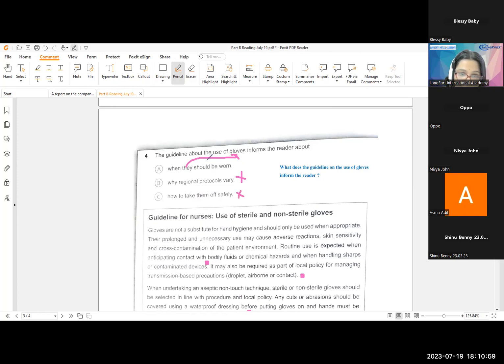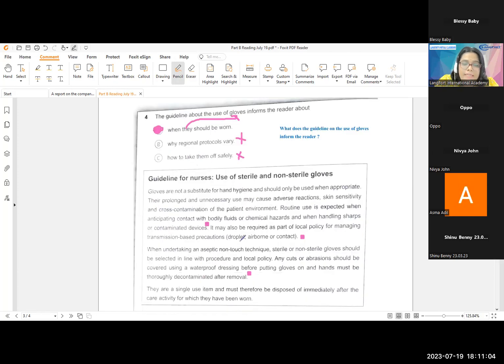So what is the answer? Option A. The whole first paragraph that says when we need to use it. All these things. When exactly should you use gloves? So all of you take a second, go through the question, go through the extract, go through the option.